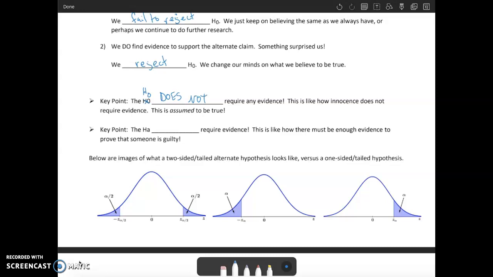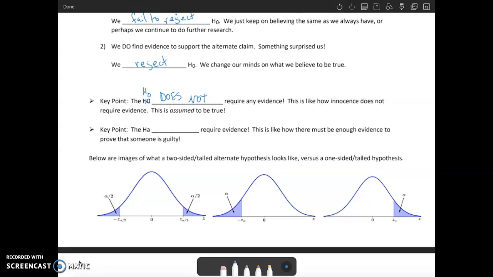So you would never get to the end of a hypothesis test and say something like, I found evidence of the null hypothesis being true. There is no such thing as finding evidence of the null hypothesis being true. We were assuming it was true anyway, so there is no evidence required there.